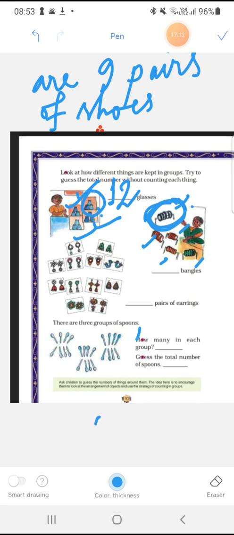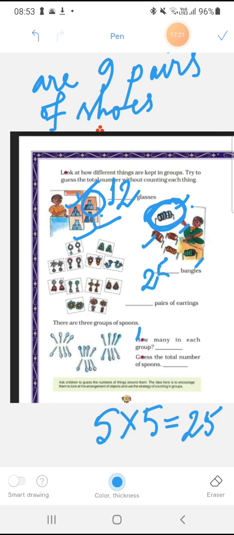So how to find out the answer? 5 into 5. So 5 fives are 25, you know. 5 fives are 25. So here how many bangles will be there? The answer will be 25.